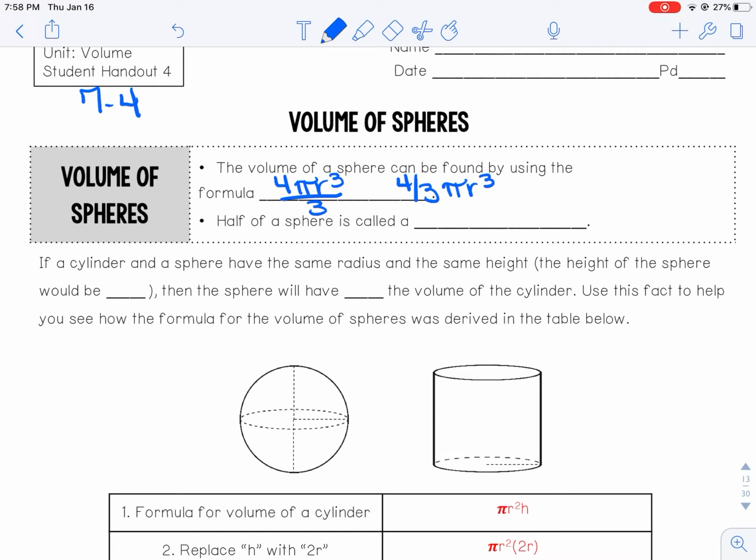And we also want to know what half of a sphere is called, and that's called a hemisphere. So just a little preview of what we might be doing later today. If you have an entire sphere and you have its volume, a hemisphere is half of it. So to take half of something, you're going to divide it by 2.